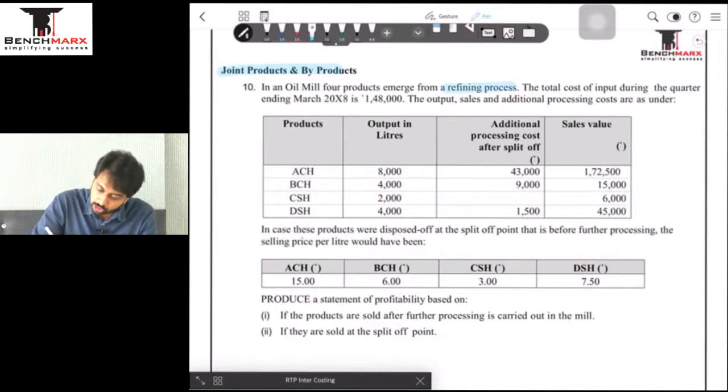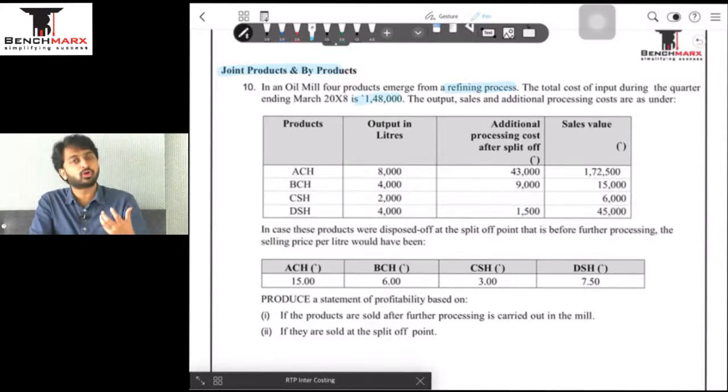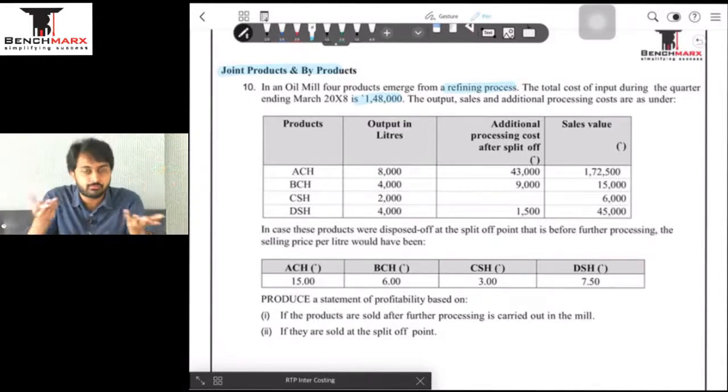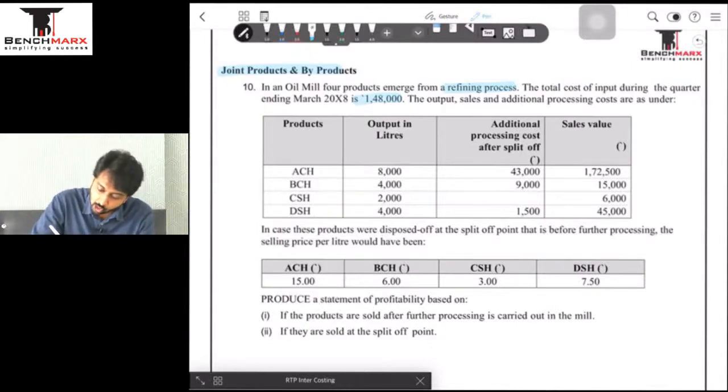ठीक है. Total cost of input in the quarter is 148. Can I say this is my common cost? Yes. Joint cost? Yes. Both mean the same thing. 148,000 were incurred before the 4 products became 4 different products. ठीक है. The output and the sales and the additional processing cost is as given. So output is 8, 4, 2 and 4.